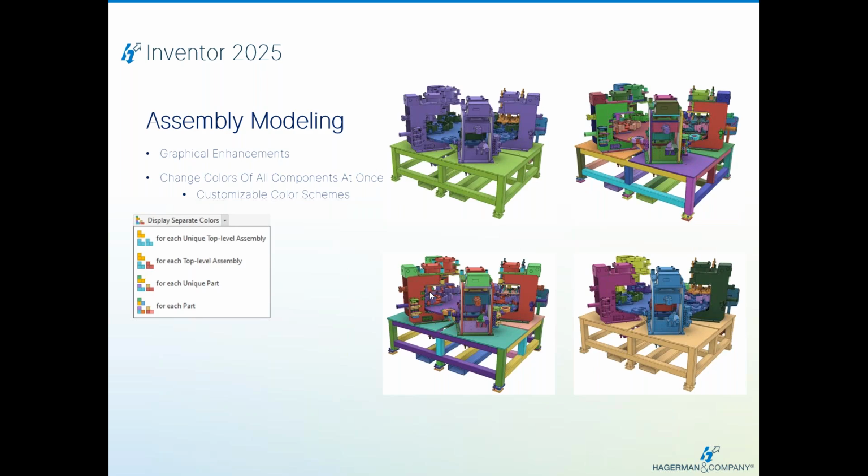So if you want to separate this out to where every component, every unique component has a different color, you can do that. If you want it to be every top level assembly or every unique top level assembly, you can do that as well. And then to get back to the full color of your model, just reselect the option to deselect it there.